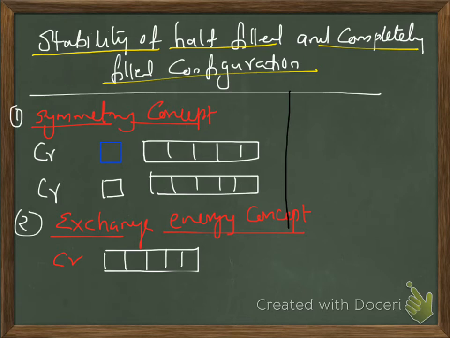For chromium, the configuration is actually 4s2 3d4. This 4s is completely filled, but d is not completely or even half filled.